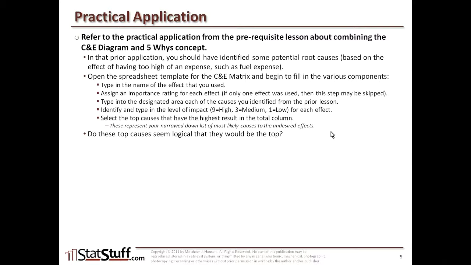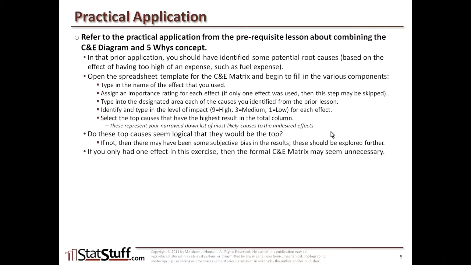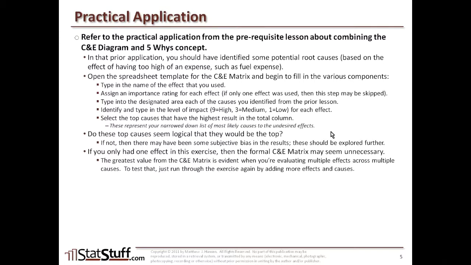Now ask yourself some of these questions. Do these top causes seem to be logical that they would be at the top? If not, then there may have been some subjective bias in the results, so you might need to explore that a little bit further. But if you only had one effect for this exercise, then the formal C&E matrix may not seem necessary at all. The greatest value that you might have in using the C&E matrix is evident when you're trying to evaluate multiple effects across multiple causes. Now if you wanted to test that, you can just run through the same exercise again by adding more effects and more causes and watch the impact that it has by using that C&E matrix.